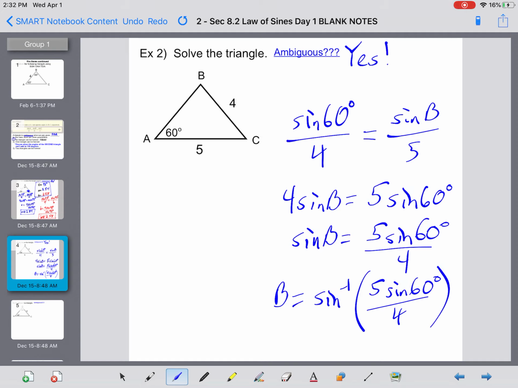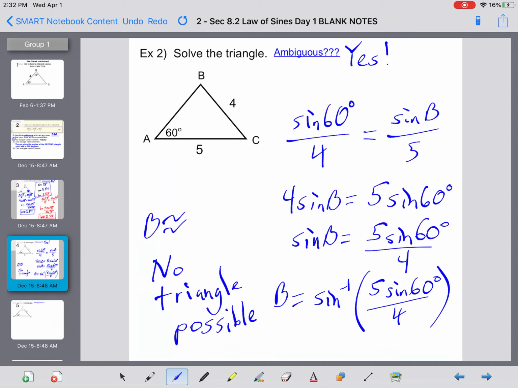Again, I'm not touching the calculator until the very last step. I don't want to keep writing those decimals over and over again, and I don't want to round too early. So take a second, try to type that in. Like I told you last time, we'll be in degree mode for this whole chapter. But when you type that into the calculator, you should see an error. That's okay. Remember, this is an ambiguous triangle. In this case, this means no triangle possible. That's all that means. That's what I told you we were going to see today with the ambiguous case. No triangle is possible here.